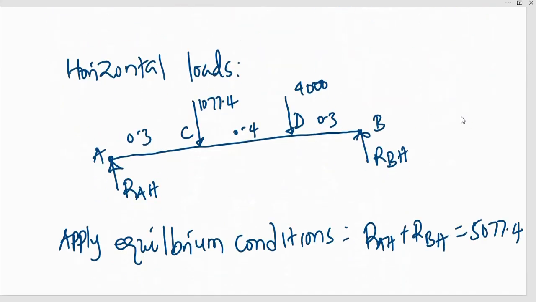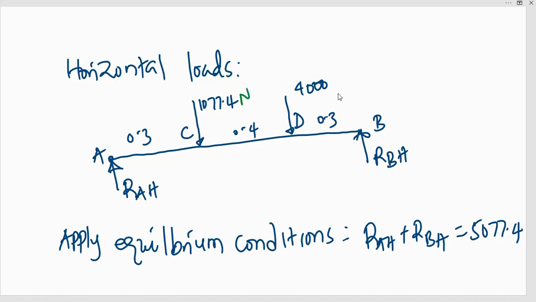Then if we draw a system of forces in the horizontal direction, we can consider this shaft to be like a simply supported beam under the action of point loads. So we'll have a horizontal reaction experienced at bearing A and a horizontal reaction experienced at bearing B. The horizontal load as a result of the gear itself is in the radial direction and is 1077.4 newtons.